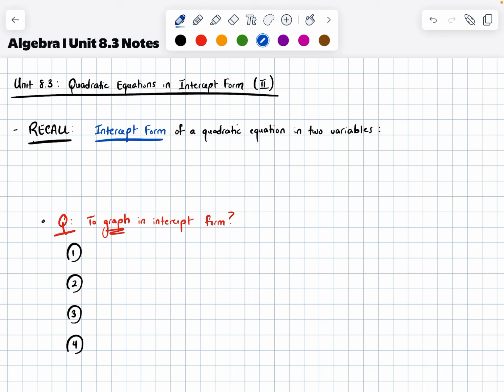Welcome to Class 3 of Unit 8, Quadratic Equations in Intercept Form, Part 2. Now, last time we were together in class, we introduced the intercept form of a quadratic equation in 2 variables. Take 30 seconds, pause the video, look back at those notes. What is intercept form? Where does it come from? And why is it useful? What does it tell me about my graph? Go!